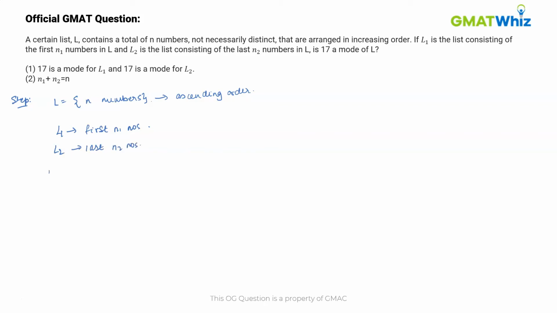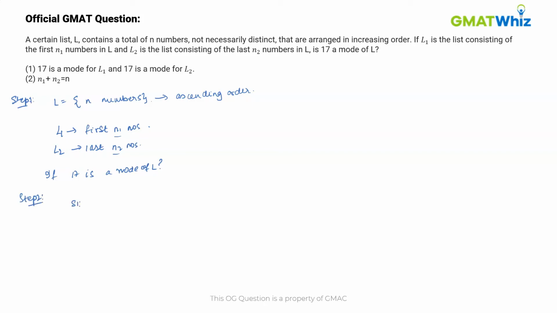We have to find if 17 is a mode of L. A very common mistake that students make here is that they assume that the total number of numbers in the list L is N1 plus N2. Here we are not given that the value of N1 plus N2 gives the total number of numbers in the list. Keeping this in mind, we move on to step 2 and analyze statement 1.